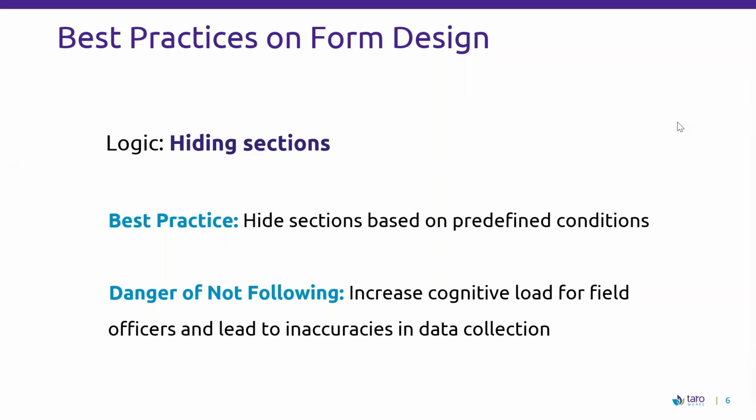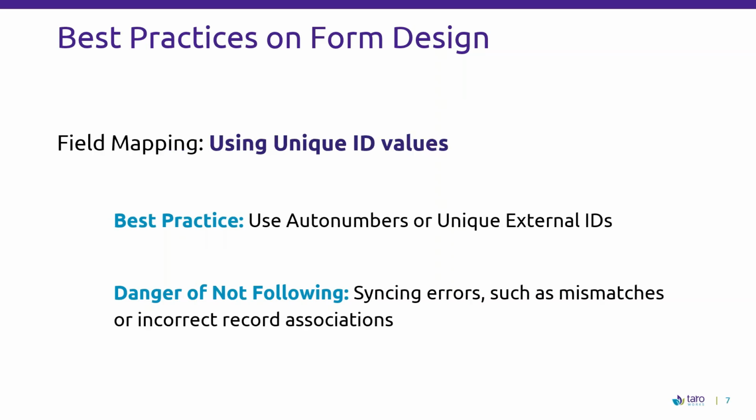Okay, let's move to the next best practice. Field mapping, using unique ID values. Best practice: use auto numbers or unique external IDs. The danger of not following: failure to use unique identifiers can result in syncing errors, such as mismatches or incorrect record associations.